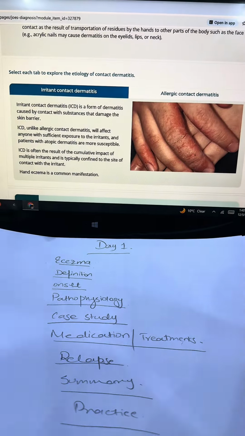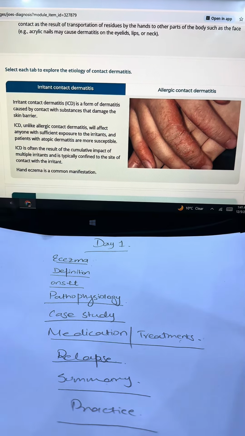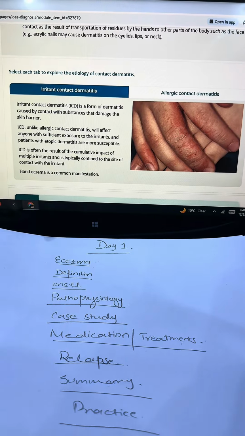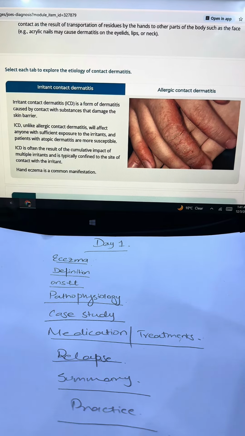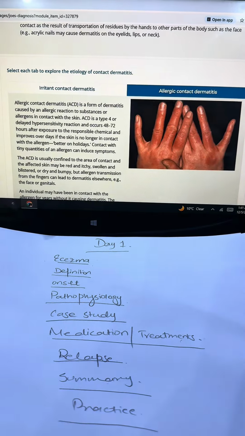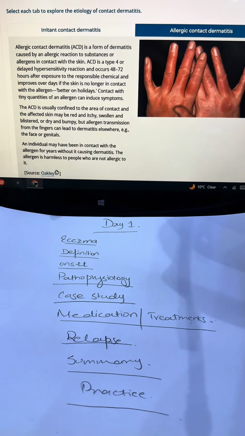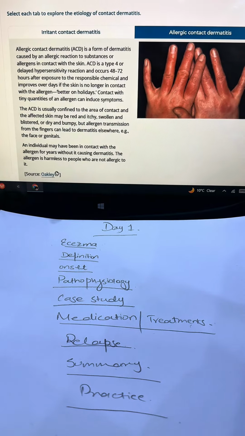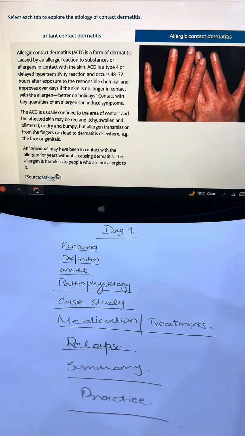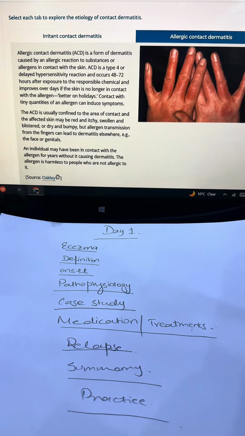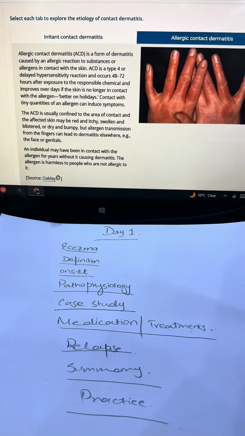The most important slide is irritant contact dermatitis and allergic contact dermatitis. Irritant contact dermatitis is the form of dermatitis caused by contact with a substance that damages the skin barrier, and allergic contact dermatitis, commonly known as ACD, is the form of dermatitis caused by an allergic reaction. Type 4 hypersensitivity reactions occur 48 to 72 hours after exposure to the responsible chemical and improve over days if the skin is no longer in contact.